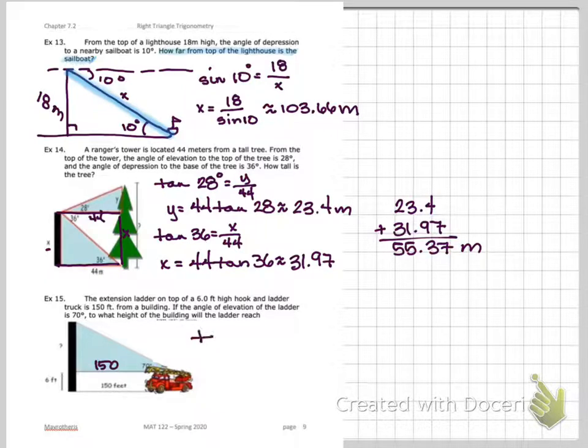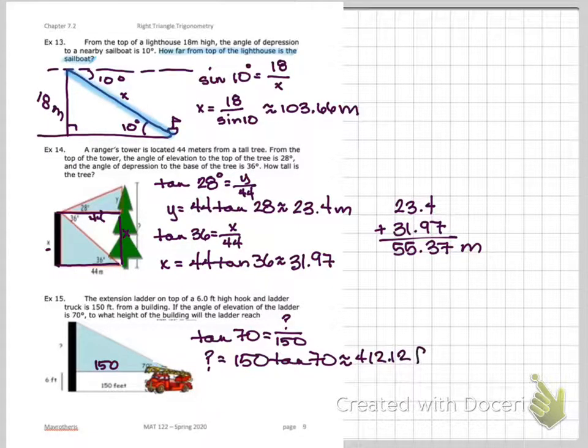So we're going to use a question mark. We've got the tangent of 70. Tangent is opposite over adjacent. So our height is 150 times the tangent of 70. That's the height from the truck. We get 412.12 feet. We're going to make sure we have a correct label. So this part right here is 412.12.